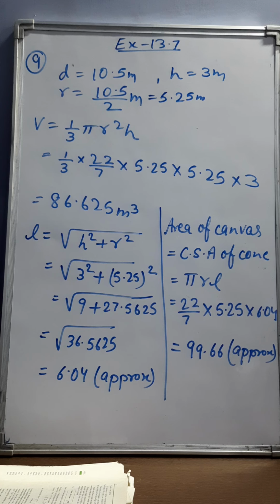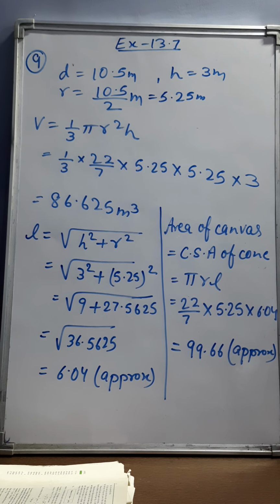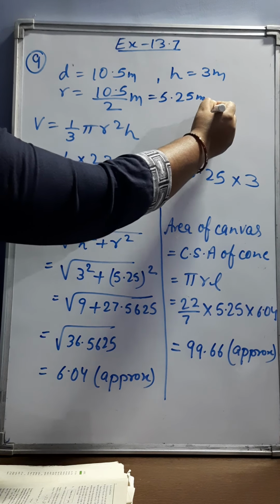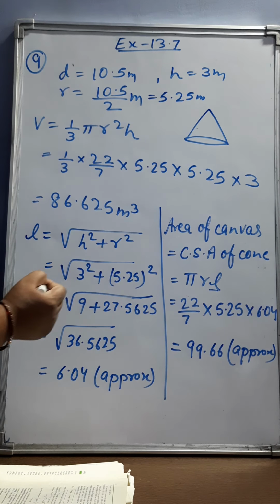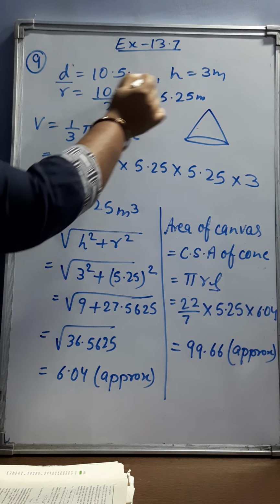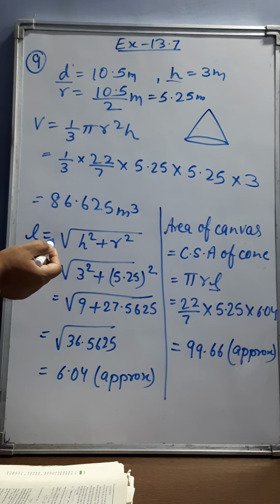Let us come to the last question of this exercise, which says that a heap of wheat is in the form of a cone whose diameter is 10.5 meter and height is 3 meter. Find its volume. The heap is to be covered by canvas to protect it from rain. Find the area of canvas required. If we have to make a canvas for this heap of wheat, then clearly we have to calculate the curved surface area of the cone. For calculating curved surface area, we need the slant height, because in the question diameter and height are given. So first let us calculate its volume.